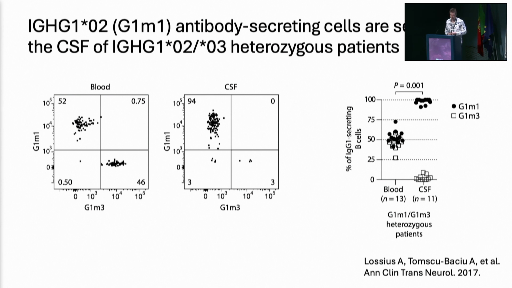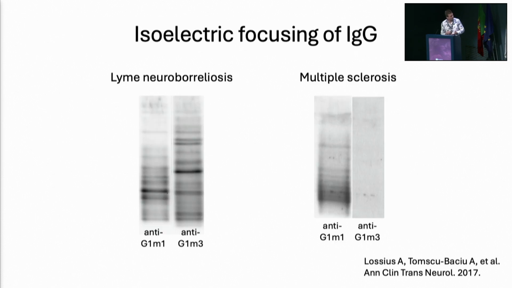So we included patients with Lyme neuroborreliosis, but it's very hard to get fresh cell samples from these patients because you need to be there at the department the moment they are diagnosed. So we found a way around that. We used biobank samples, and we didn't look at cells, but we looked at the IgG. So what we did was isoelectric focusing, and looked at the IgG that is being produced in the cerebrospinal fluid.